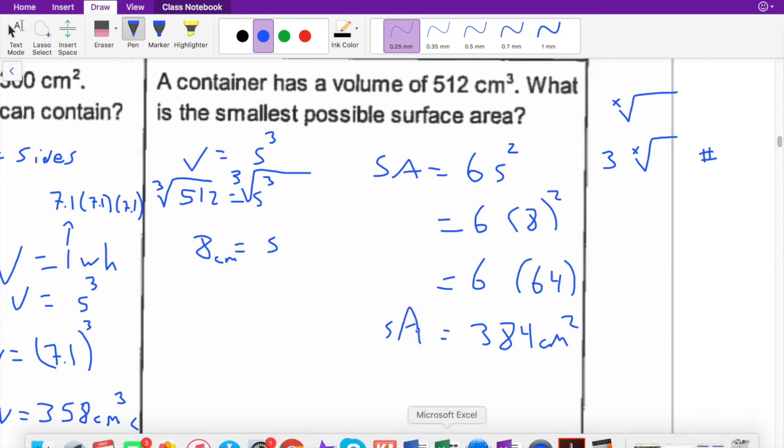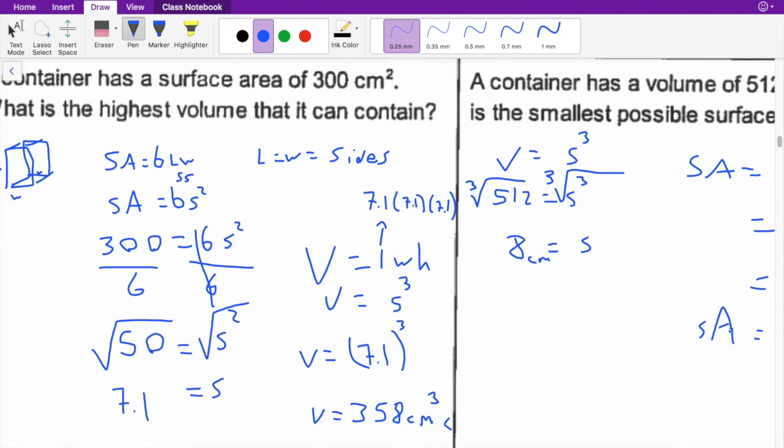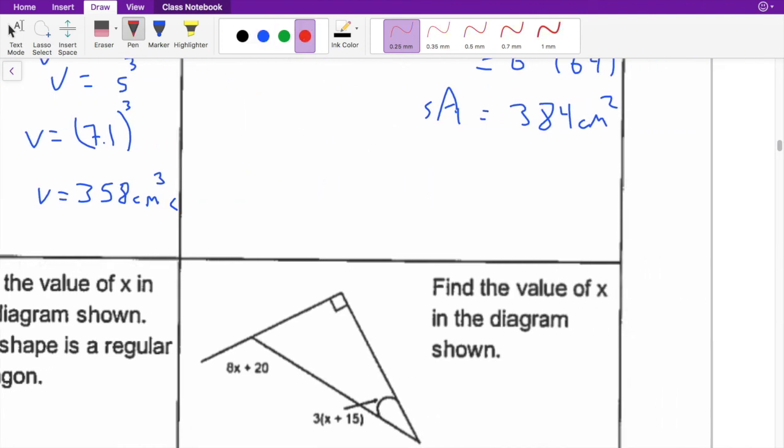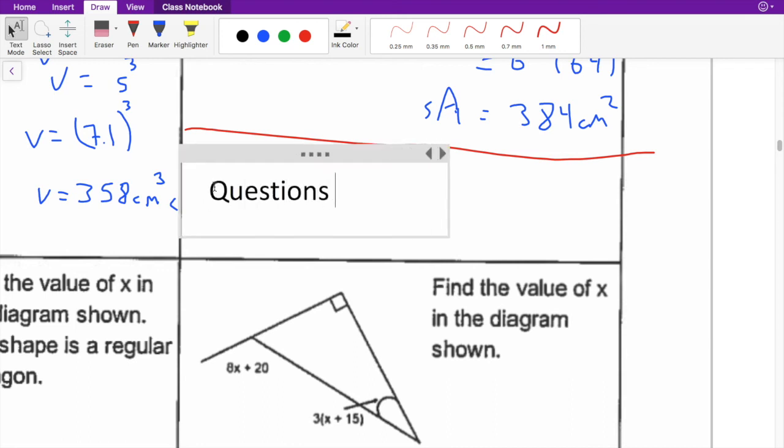There we go. So your homework is going to be the front page of your practice test. So you can see there's 3 pages of I do, you do. Then at the very back there's a practice test. So you're going to do questions 1 through 9. I'll put this in red for your homework. Questions 1 through 9, practice test.